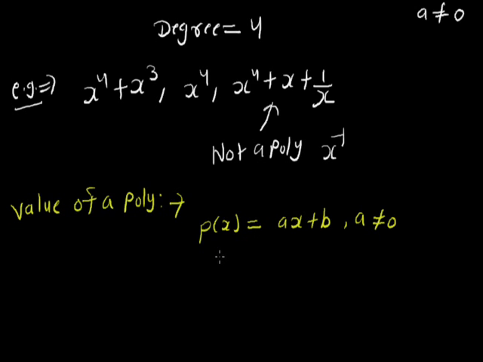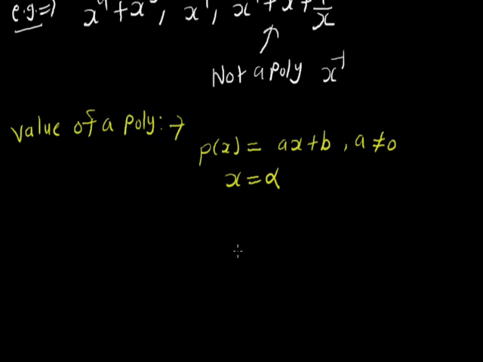Now we have to find the value of this polynomial at a particular point. Suppose we want to find the value of this polynomial at the point x is equal to alpha. How can we do this? For finding the value of the polynomial at x is equal to alpha, we simply substitute alpha in place of x in the expression of the polynomial. So p of alpha is given by a alpha plus b. This is the value of the polynomial at x is equal to alpha.